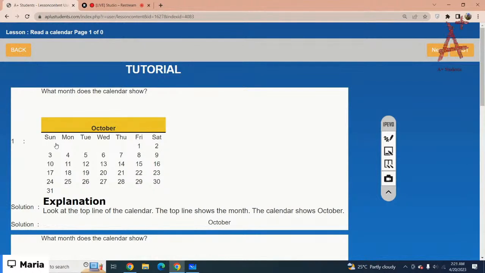What month does the calendar show? You need to see which month the calendar shows. So you have to look at the top line of the calendar. So what is written on the top line? October. Got it? The top line shows the month. That means the calendar shows October. So the page is from October. Got it?